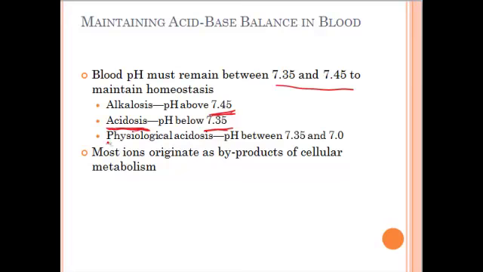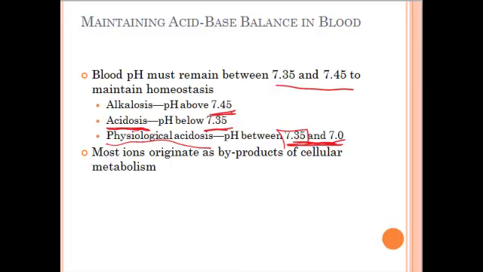So we call this little range between 7.35 and 7.0, before it literally becomes acidic, physiological acidosis. We call it this because in reality it's not acidic, it's basic, but because it's more acidic than the blood normally should be, we call this physiological acidosis. Hopefully that makes sense.